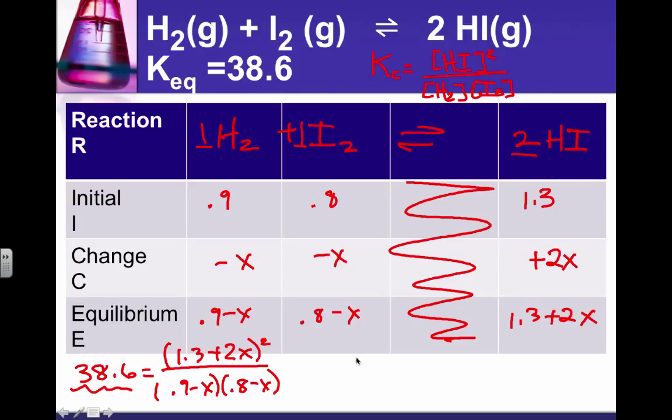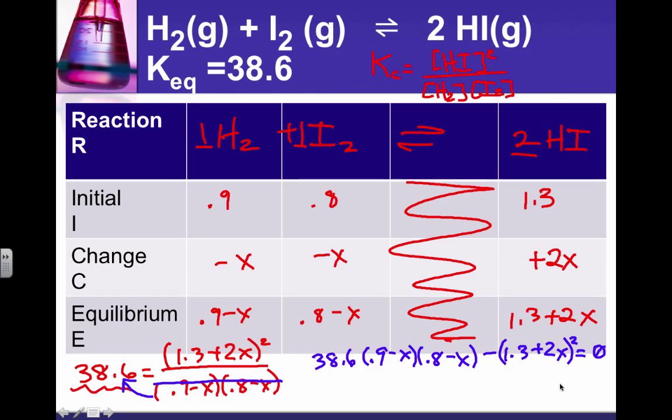Alright, so first let me rearrange so that I multiply the denominator across. So multiply this over here, and I get 38.6 times 0.9 minus x times 0.8 minus x. And I still need to have 0 on the other side. Right now I got this over there. So subtract this across, minus 1.3 parentheses plus 2x parentheses squared. Now I'm all equal to 0, and I can put it in my solver. Great, let's give that a try.